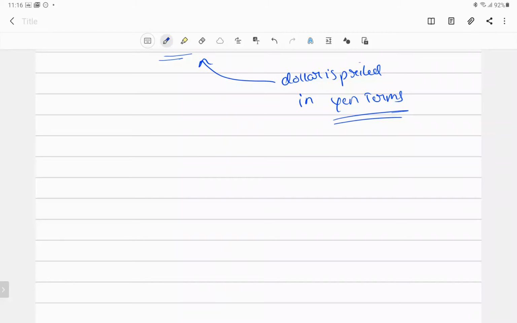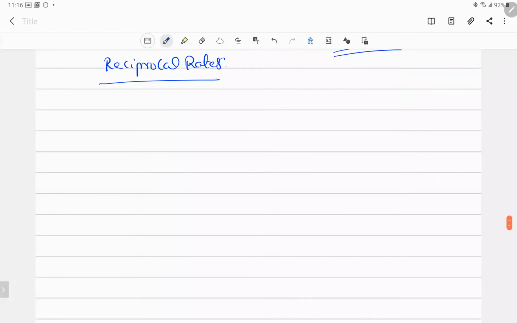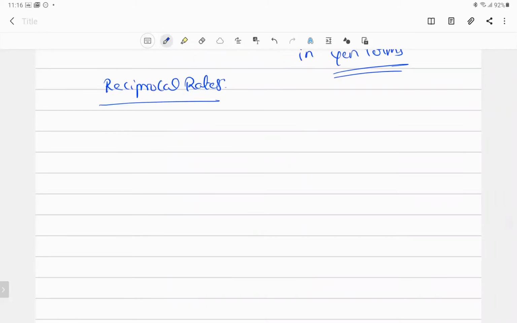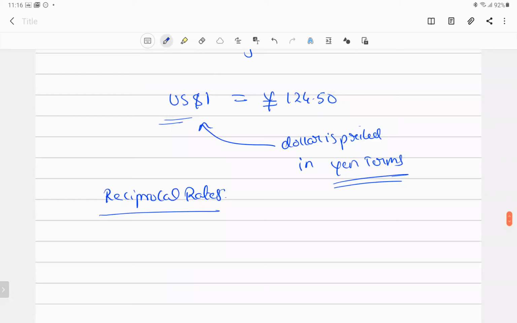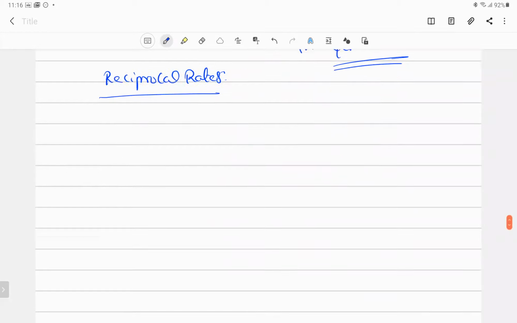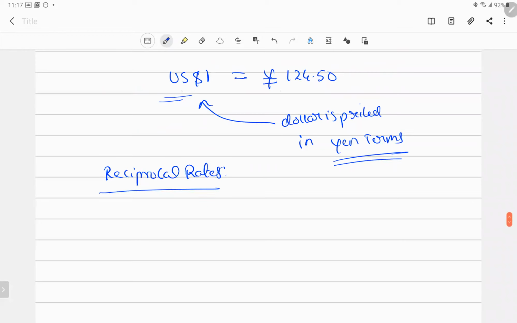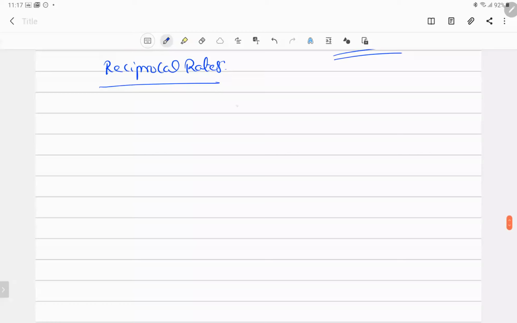Then coming to one more term called the reciprocal rates. So what is this reciprocal rates? It is nothing but you have to change the terms of the currency. We have to change the terms of the currency from commodity to terms and terms to commodity. But don't get into more difficulties. Let me give you the same example that we have taken, right? US dollar equal to yen 124.50. I put it in a more simpler way.